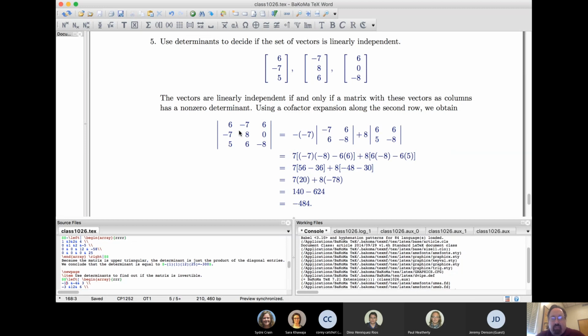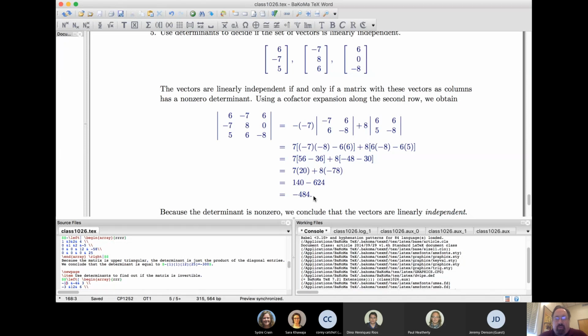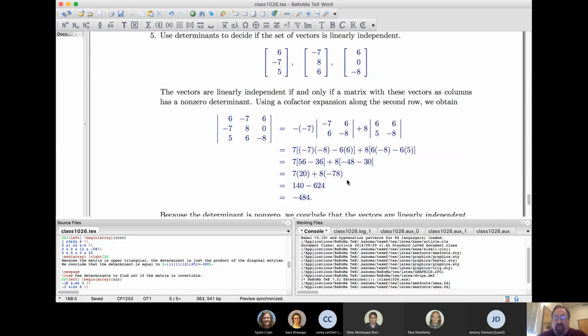Then I move to the next entry, plus 8 times the matrix you get by deleting the second row and second column. So we get 6, 6, 5, and -8 here. So then you go ahead and work out those 2x2 determinants as before. And then after you grind through all the arithmetic, we get a determinant of -484. So because the determinant is non-zero, these 3 vectors are linearly independent by the invertible matrix theorem.